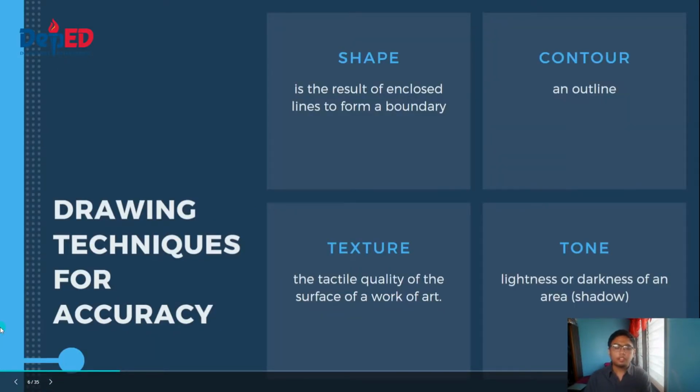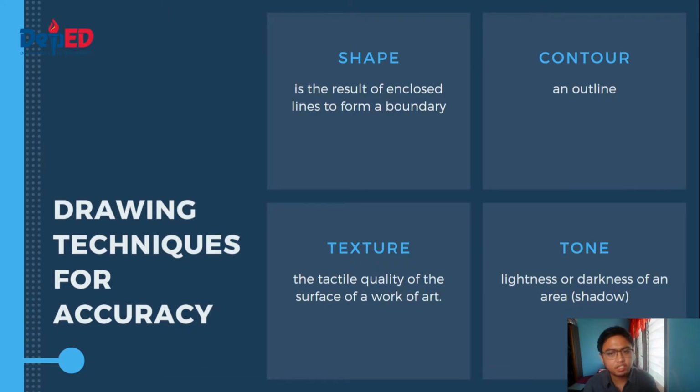Then, drawing techniques for accuracy. Just like what I mentioned earlier, shape is the result of an enclosed line to form a boundary. Basically, you're using geometric shapes whenever you're illustrating. It's a closed figure, okay? So whether it's a triangle, circular, or any shape, however many sides they have, it's okay.